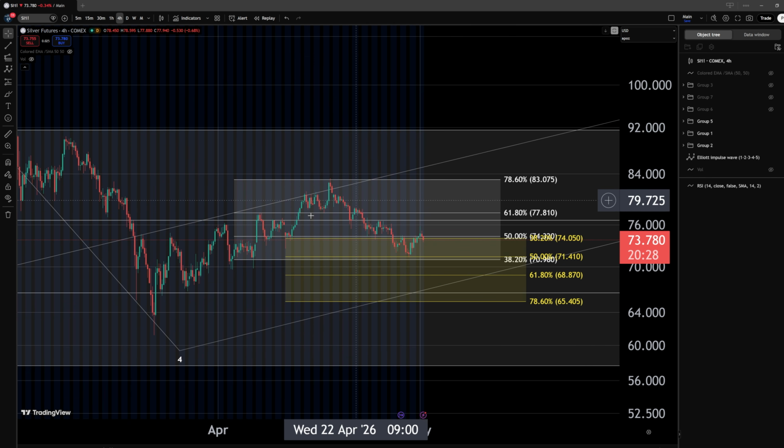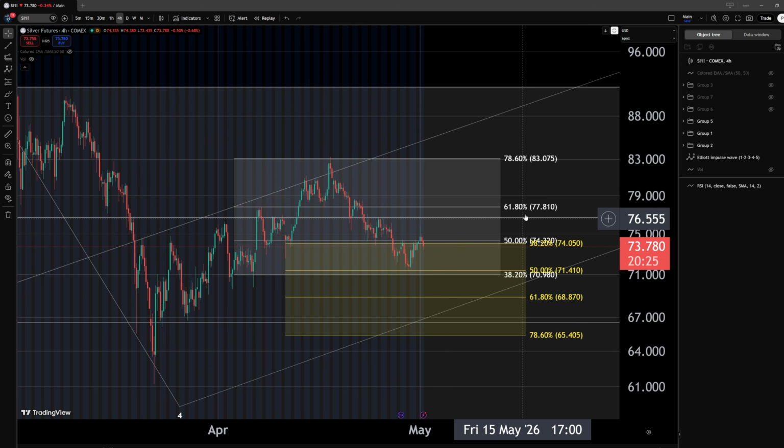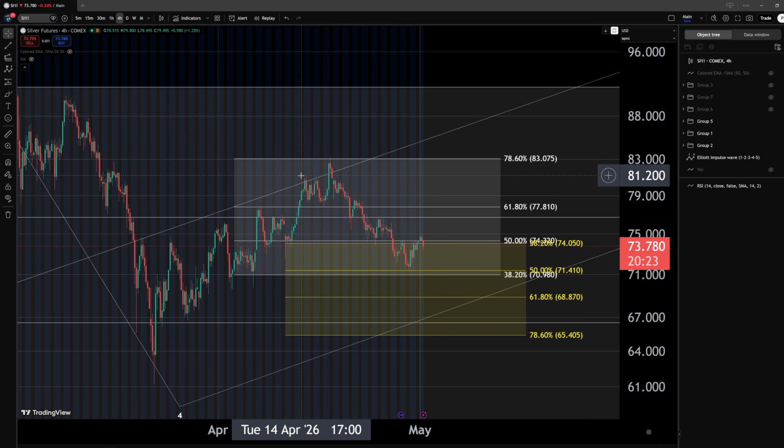Now, in this structure within this correction, we have been looking even for a potential initial 5-wave move to the downside.